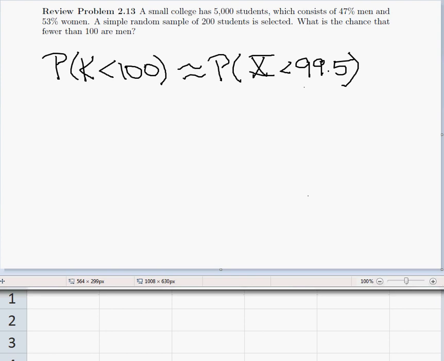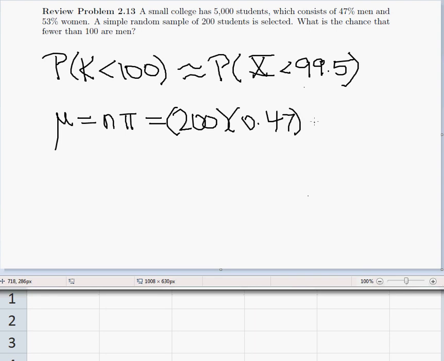Okay, now to proceed with this problem, we need to figure out the mean and the standard deviation. The mean will be equal to the size of the sample times the probability of success, which in this case would be 200 times 0.47, which works out to be 94.